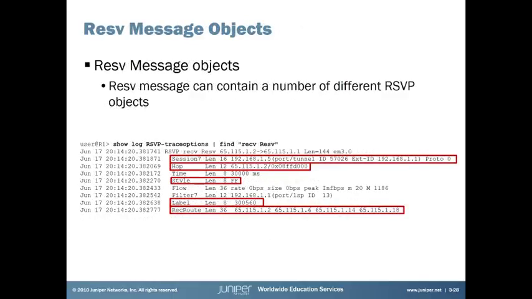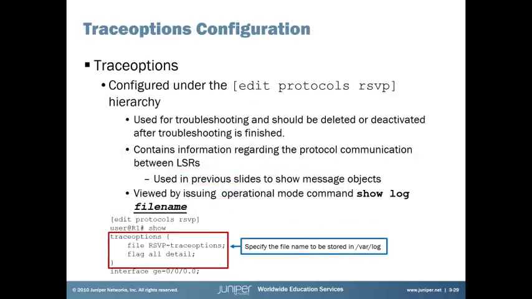Reserve message objects. These are some examples of them. They can contain a number of different RSVP objects. Some IDs there. We've got different styles, different label types, record route objects. So this is showing us the whole path through which the LSP is going.